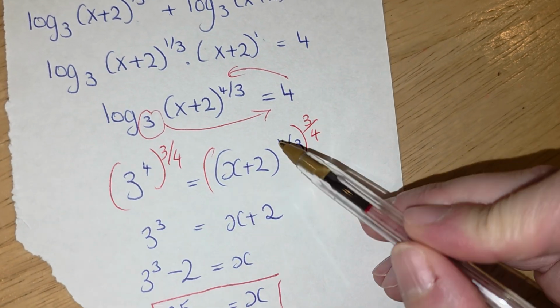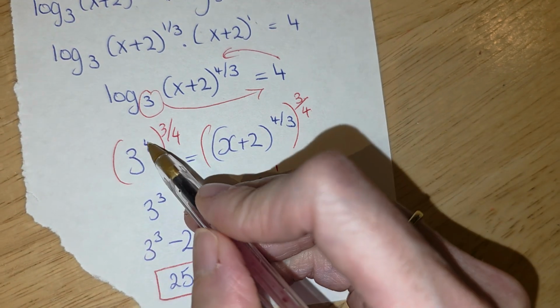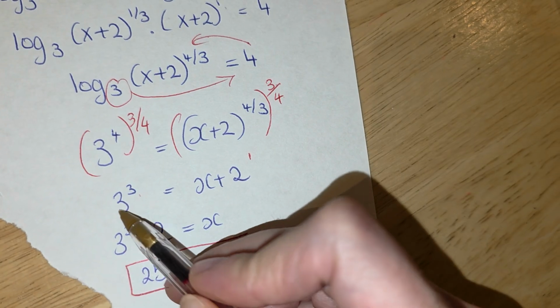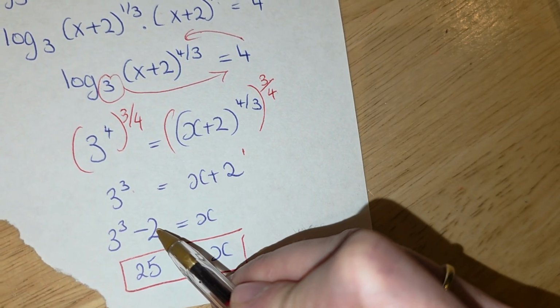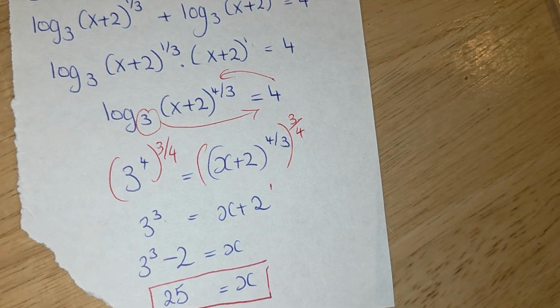Power to a power means you multiply. 4/3 multiplied by its reciprocal will give you a power of 1. 4 multiplied by 3/4 gives you a power of 3. 3 cubed is 27. So 27, bring over the 2 and subtract it, and you get 25. So I'm getting the same answer, I just did it a different method.